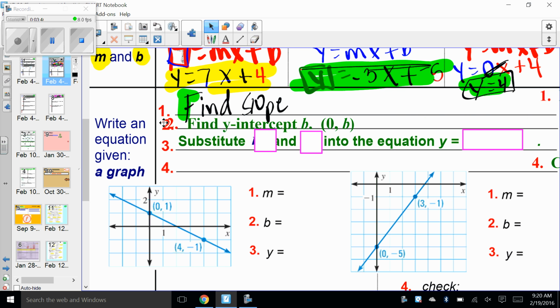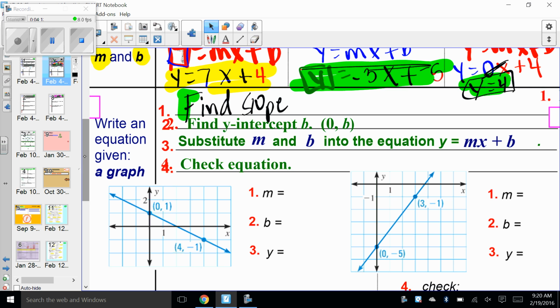The y-intercept is the place 0, comma b. It's the place where the y-axis intersects the line. That's where the word intercept is coming from, that it's the y-intersect point. And then after we do that, we are going to substitute in for m and for b into the equation y equals mx plus b. And the fourth and final step always is to check the equation just to make sure everything seems fine.